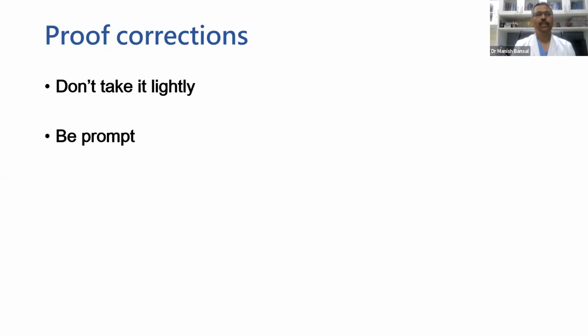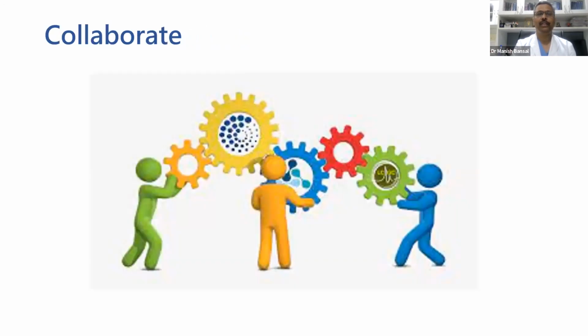And we need to be prompt, because any delay in submitting proof corrections will delay publication of our paper. So it is entirely on us to ensure that the paper is published promptly. And lastly, this entire process of doing research work and publication requires inputs from a variety of sources at different levels. And therefore, it's very important to collaborate.